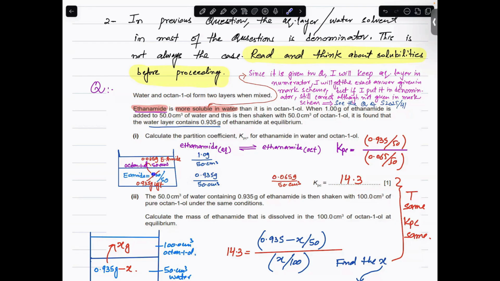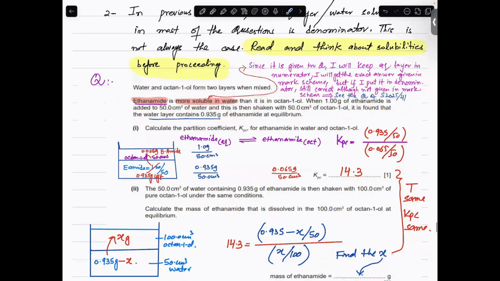Look, out of 1, if this much is left, 1 minus this, how much is transferred? So 0.935 over 50 divided by 0.065 over 50. You will get 14.3, and this is your mark scheme answer. But if you put this in the numerator, it is still correct, but would not be given in the mark scheme. Still correct. Be confident. Your whole question would be correct.